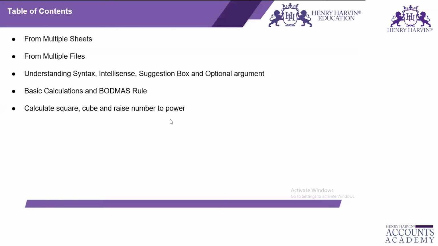After that, basic calculations and the BODMAS rule. Basic calculations and BODMAS rules would be about how Excel applies the addition, the subtraction, the multiplication and everything else. Then calculating square, cube and raising numbers to a power. So how we need to calculate all these things. For these we do have special formulas.